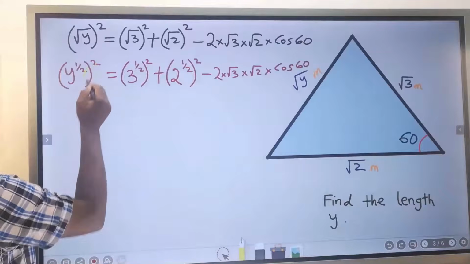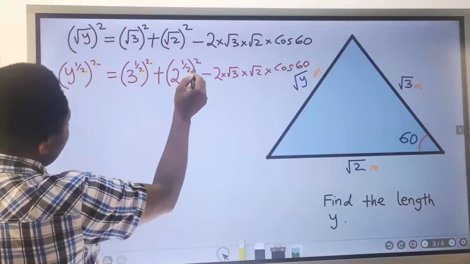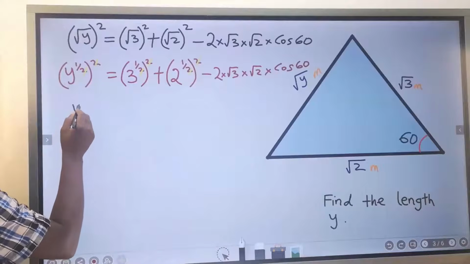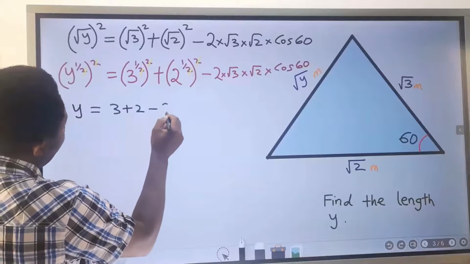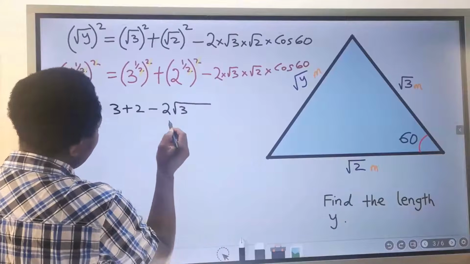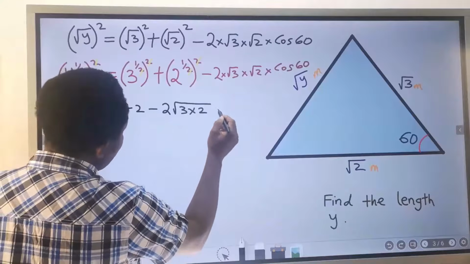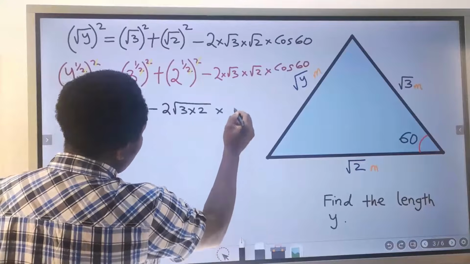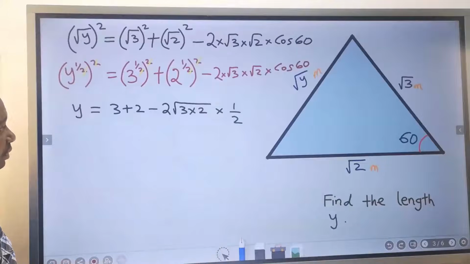Next, these 2 we take away these 2. These 2 we take away these 2. And these 2 we take away these 2. Here we are left with y is 3 plus 2 minus 2 the square root of 3 times, inside the square root we are going to multiply this, then times, instead of cos 60 I will have 1 over 2 from the special angle formula.